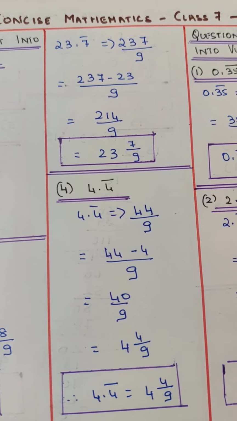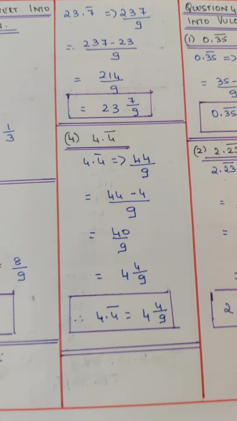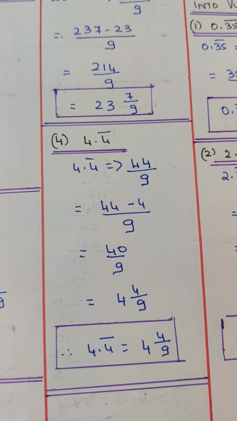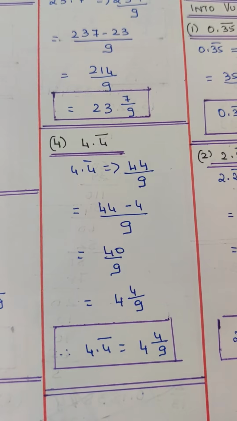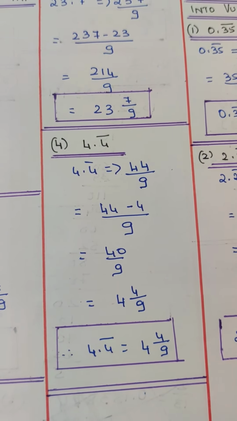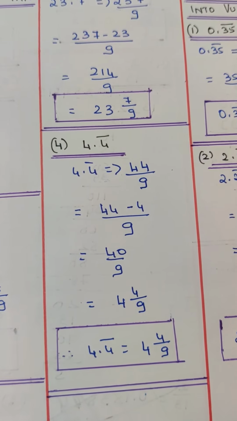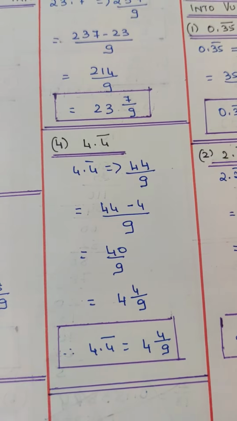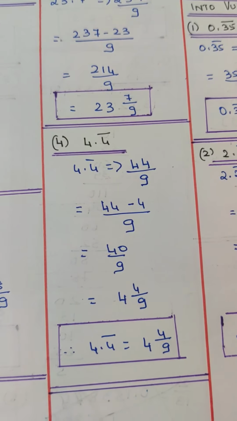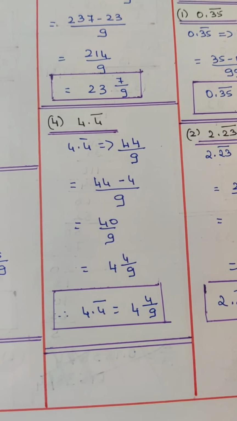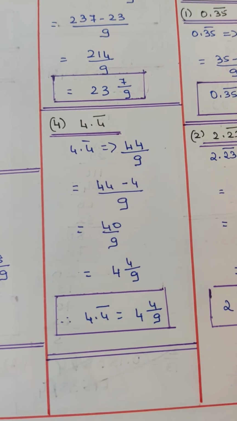Hope this is clear. Next one is 4.4 bar. So you just take it as 44 by 9. Why 9? Because it has got only one digit where the bar is. So it becomes 44 minus 4 by 9. How is it 44 minus 4? Because before the point it is 4. So 44 minus 4 by 9, that is 40 by 9. And when you convert into a mixed fraction, you get 4 4/9. Hope this is clear.